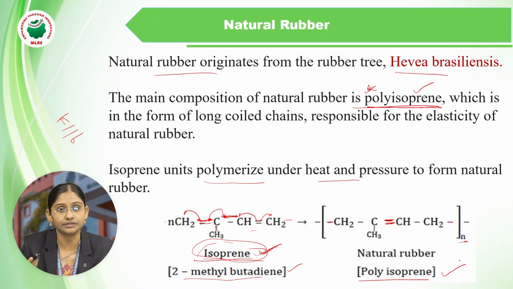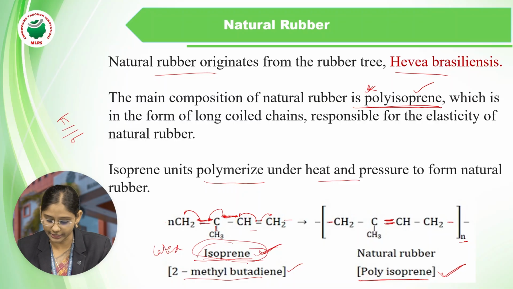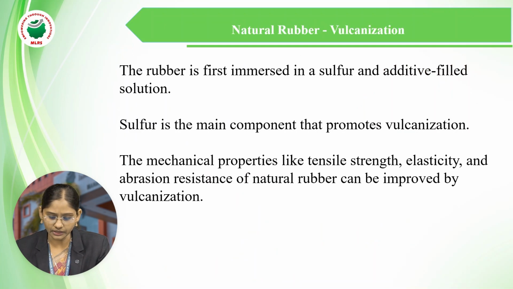So isoprene is subjected to polymerization by applying heat and pressure. Afterwards we will get the product, the polyisoprene. Now this polyisoprene is nothing but the natural rubber. Clear? So this isoprene composition is from the latex. After taking latex, we subject it to heat and pressure. It undergoes polymerization, and the isoprene structure changes to polyisoprene, which is nothing but the natural rubber. Clear? Yes.